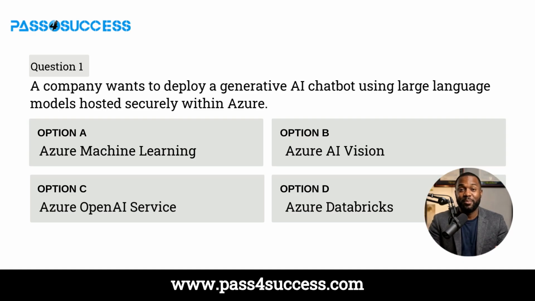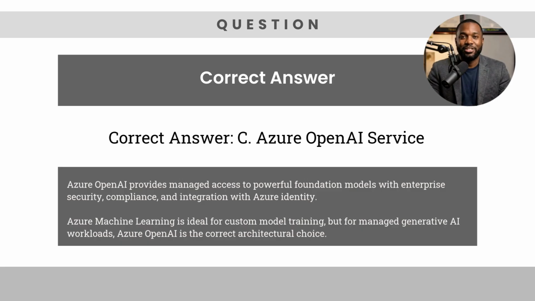A company wants to deploy a generative AI chatbot using large language models hosted securely within Azure. Which service should you use? A. Azure Machine Learning. B. Azure AI Vision. C. Azure OpenAI Service. D. Azure Databricks. Correct answer: C.